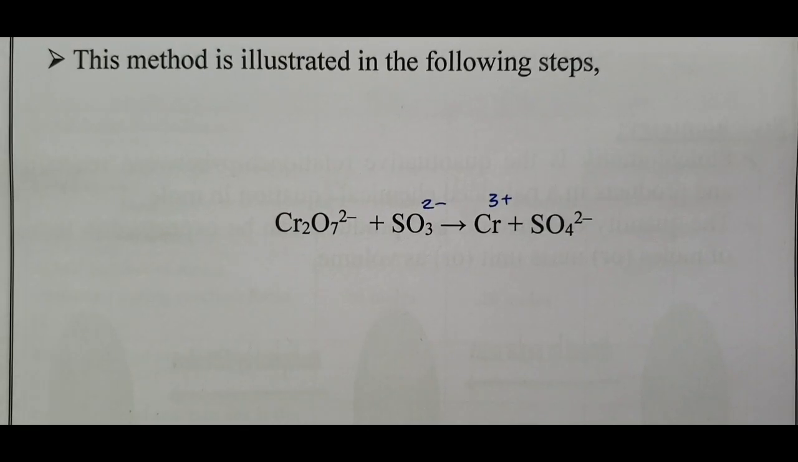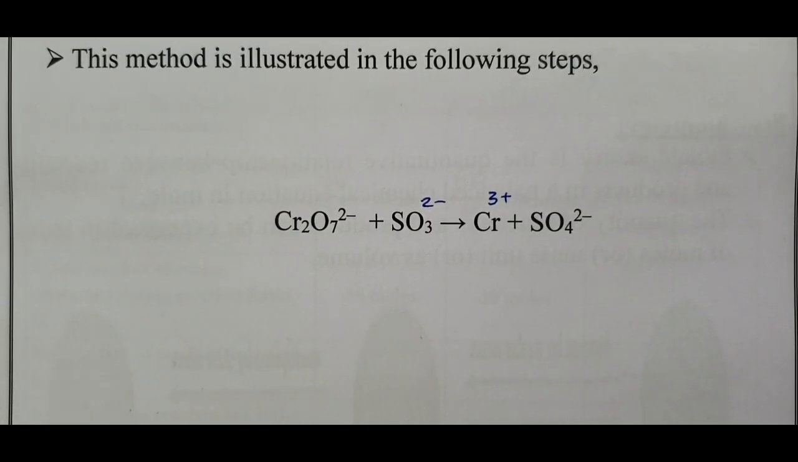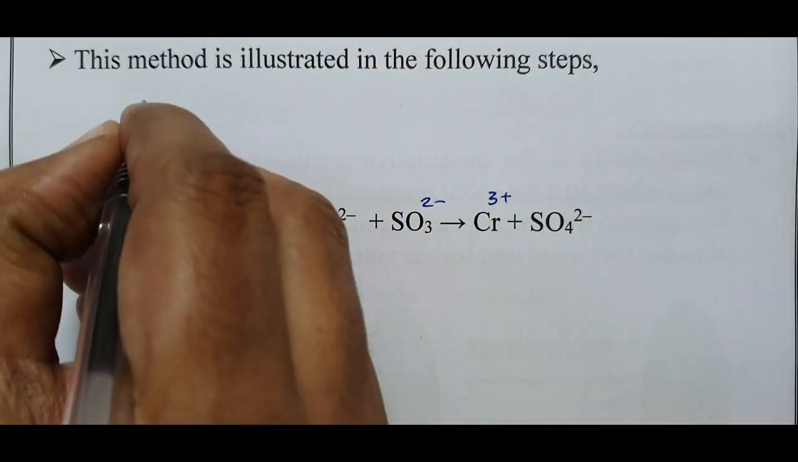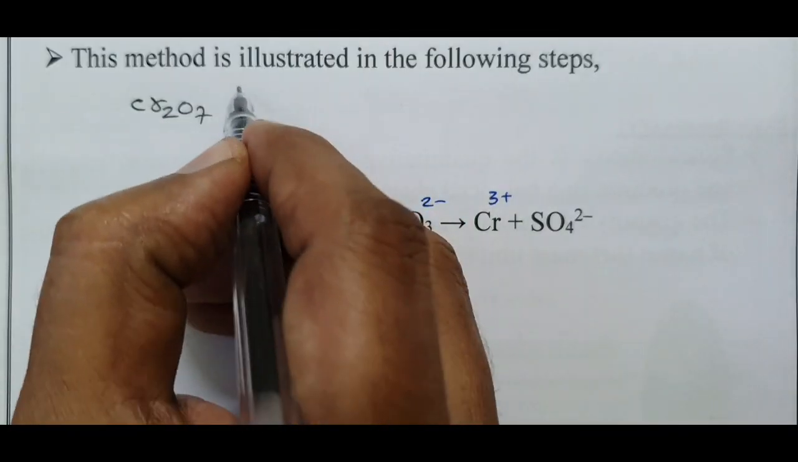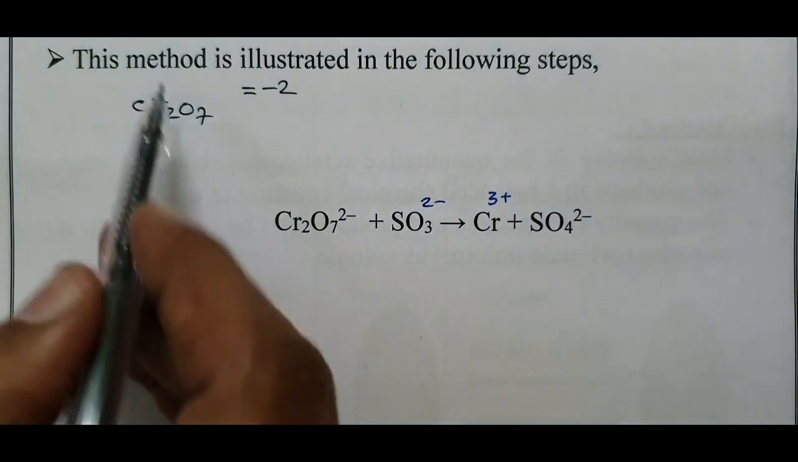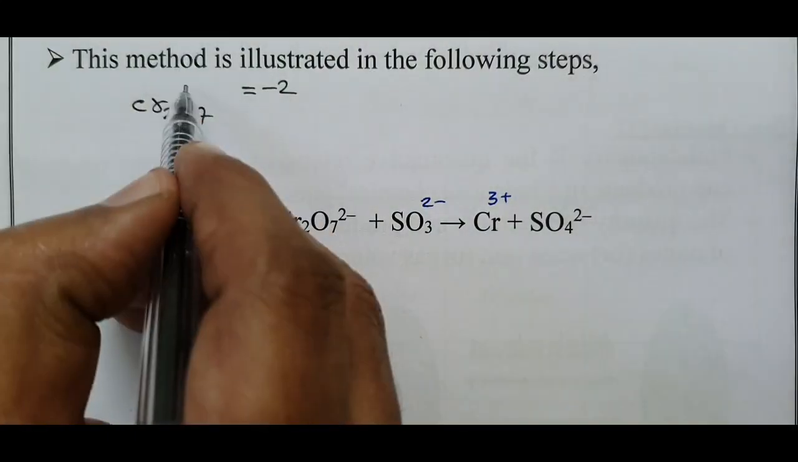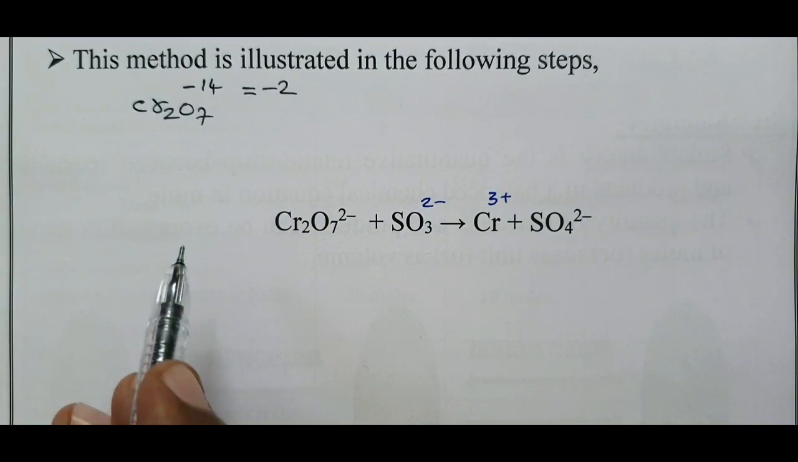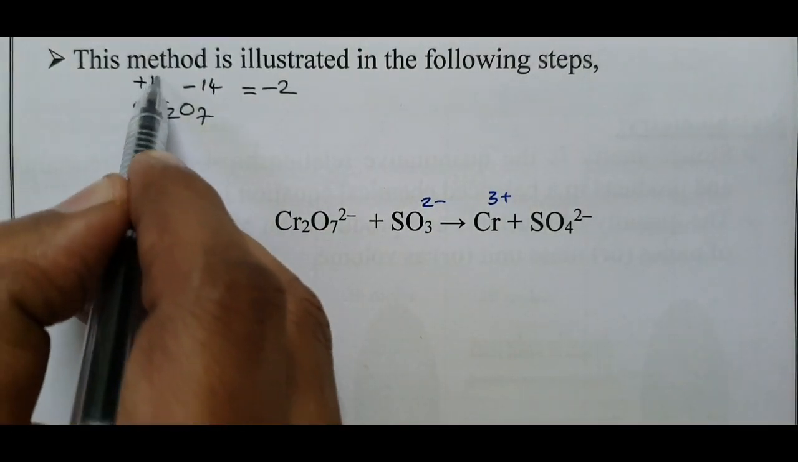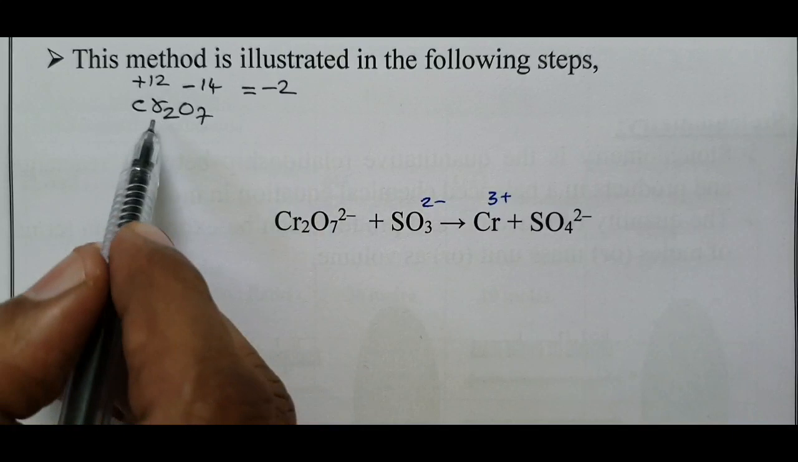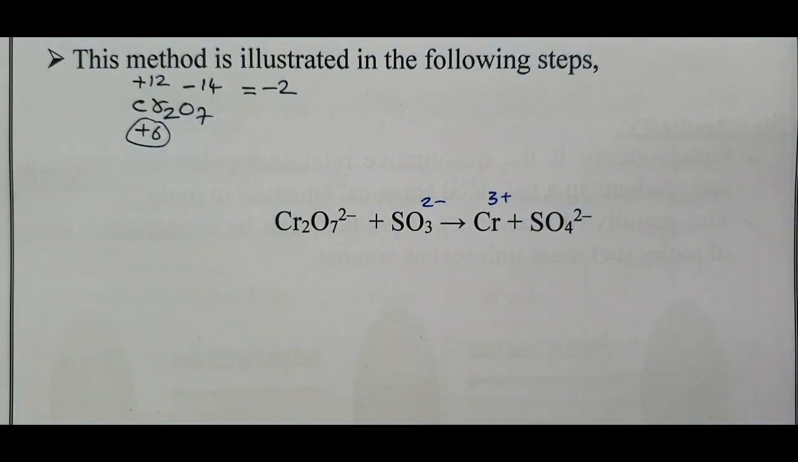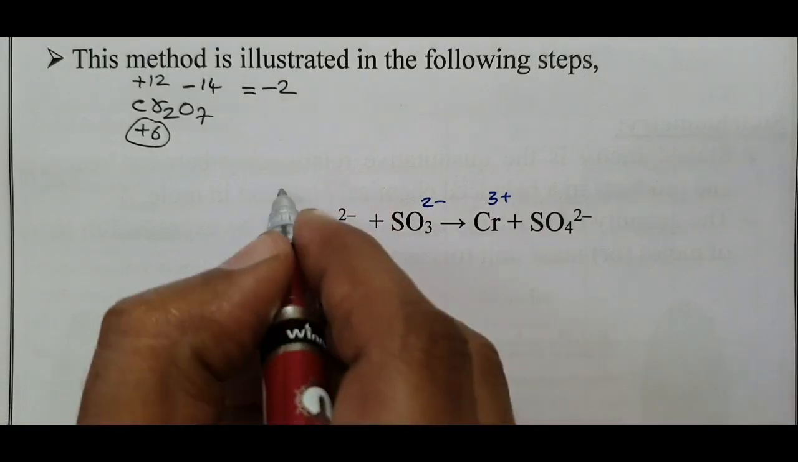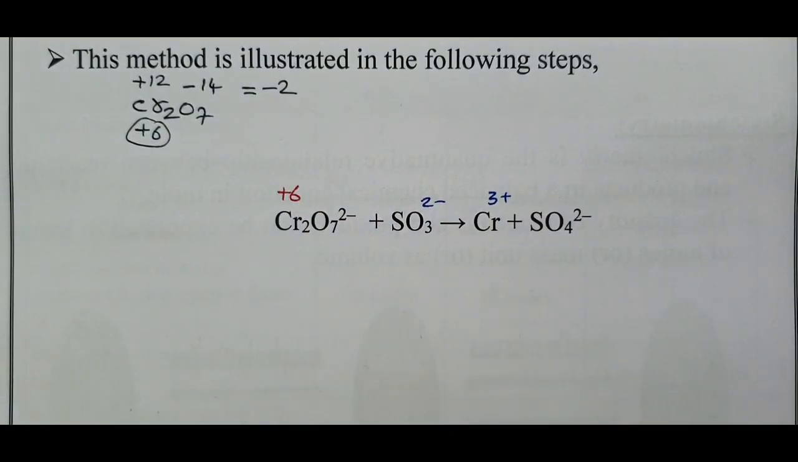Now, we have to find out the oxidation number of chromium and sulfur separately. In Cr2O7 2 minus, the charge is minus 2. One oxygen oxidation state minus 2, 7 oxygen minus 14. So, by putting plus 12 for chromium, we will get minus 2. 2 chromium plus 12, 1 chromium oxidation state plus 6. Therefore, the oxidation state of chromium in dichromate ion is plus 6. Come to sulfite 2 minus ion.